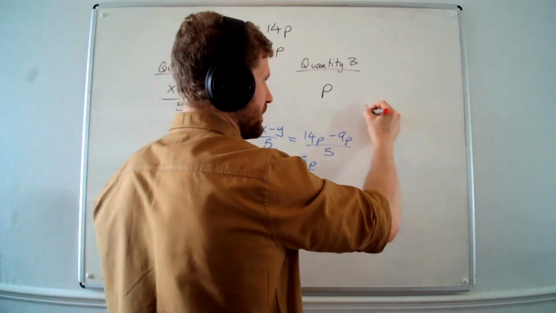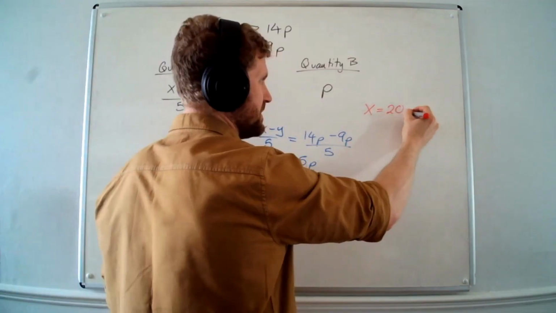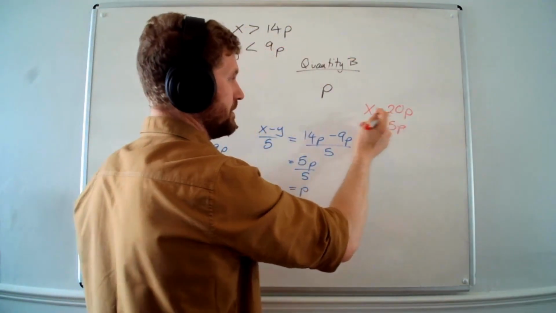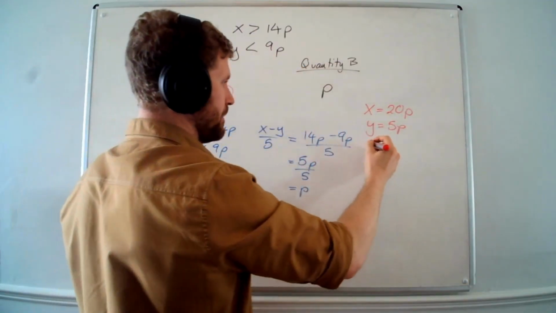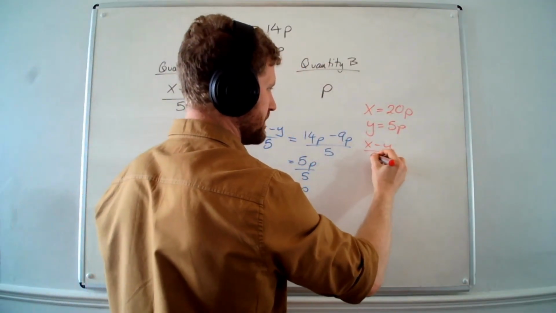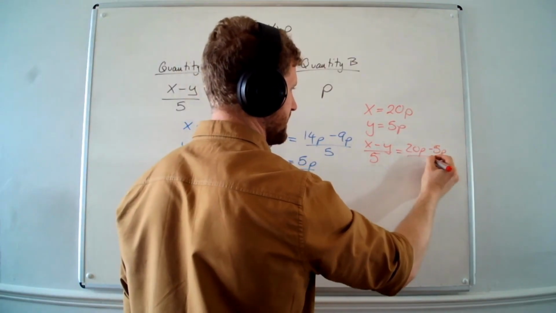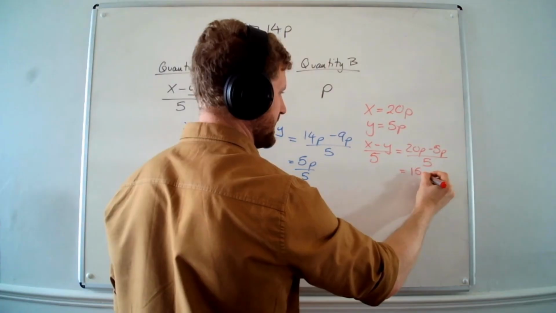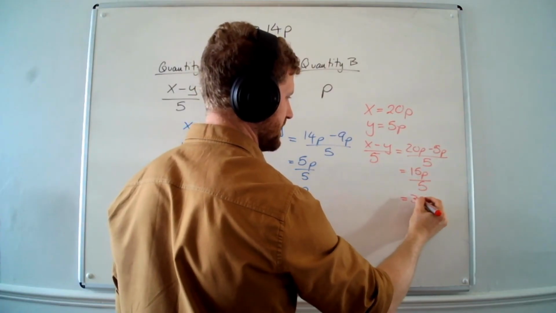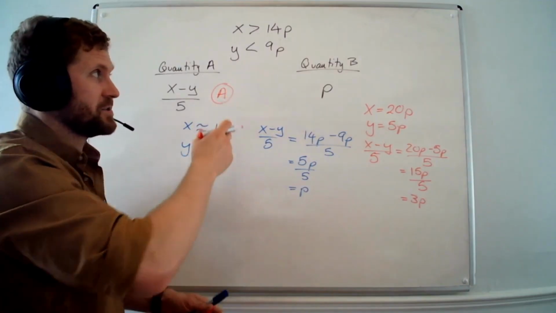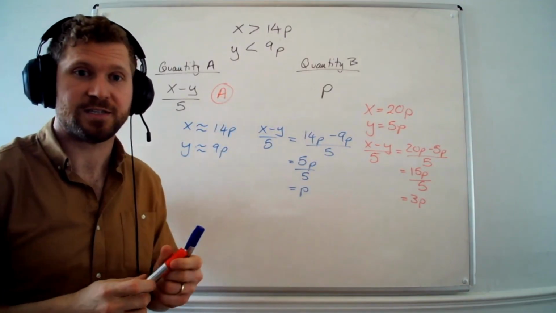If I say, well, what happens now if I say x is 20p, which is bigger than 14p, and y is 5p, which is less than 9p, and put them back into (x - y) over 5, well, 20p minus 5p would give me 15p, and if I divide that by 5, I've got 3p. Okay, 3p is going to be bigger than p, and so the answer here is going to be A.